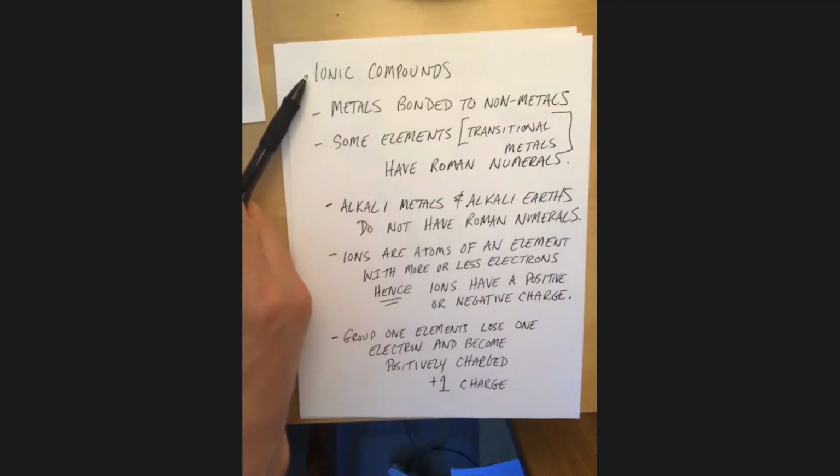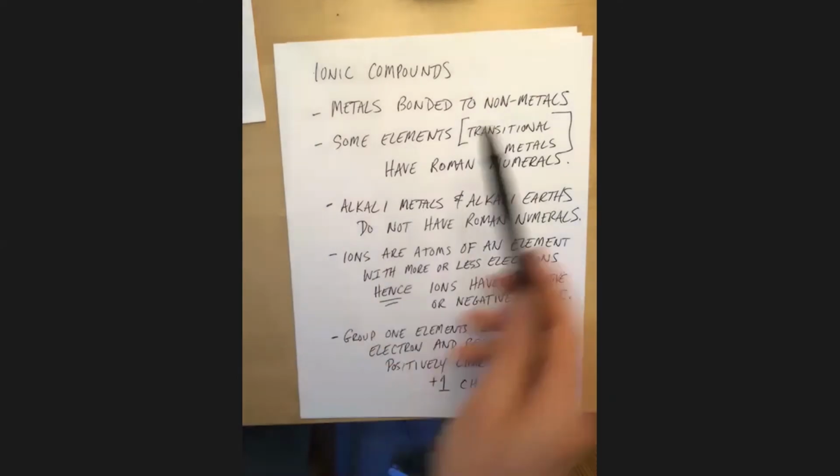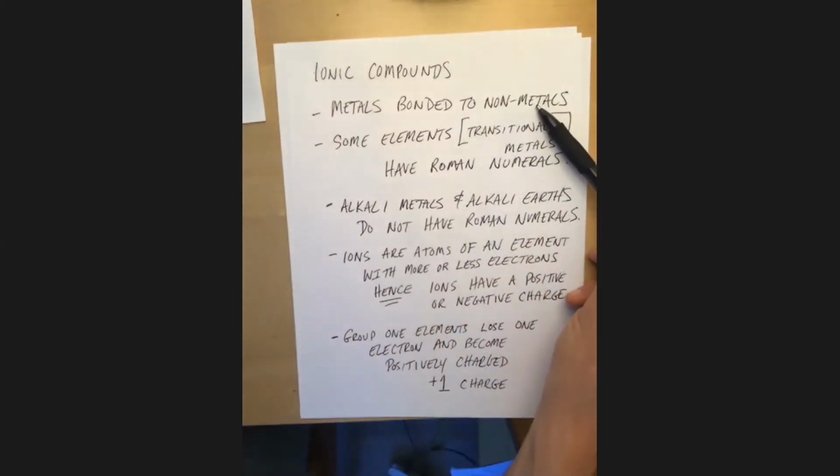Ionic compounds are ionic because they form ions, and those ions are formed by metals bonded to nonmetals. The metals form positively charged ions, the nonmetals form negatively charged ions, right? Correct.